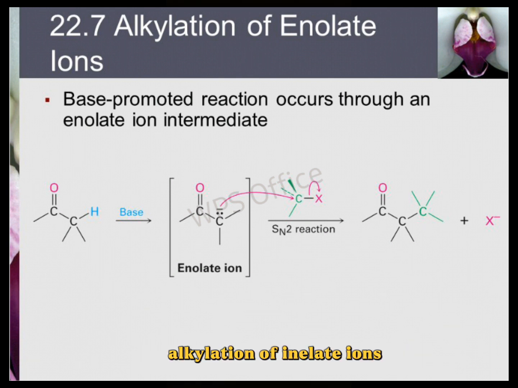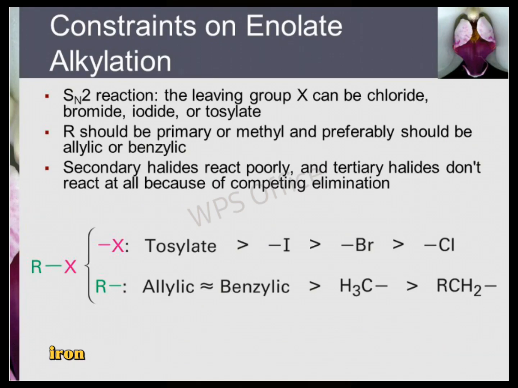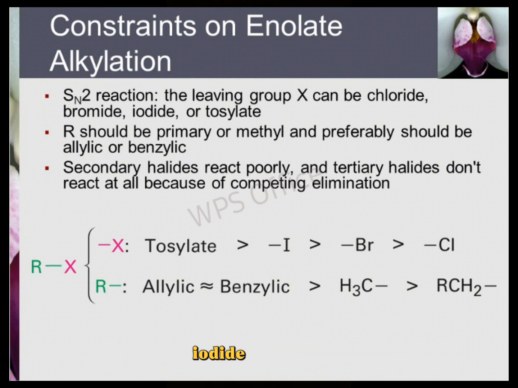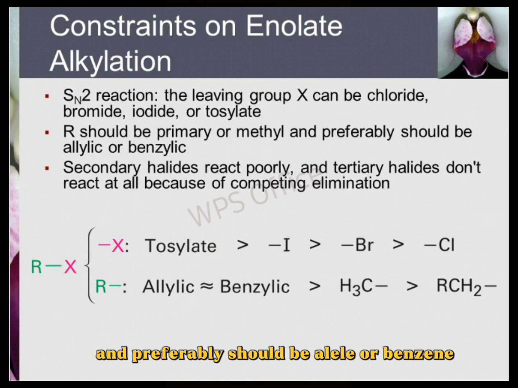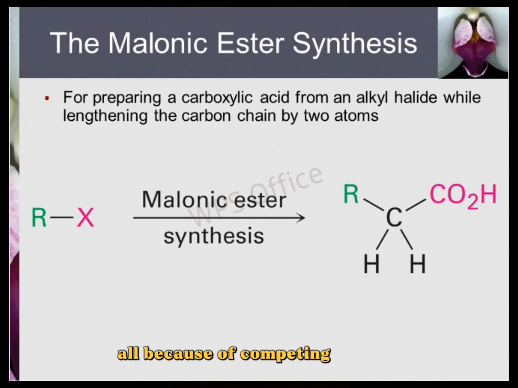Alkylation of enolate ions. Base-promoted reaction occurs through an enolate ion intermediate. Constraints on enolate alkylation: it is an SN2 reaction. The leaving group X can be chloride, bromide, iodide, or tosylate. R should be primary or methyl, and preferably allylic or benzylic. Secondary halides react poorly and tertiary halides don't react at all because of competing elimination.